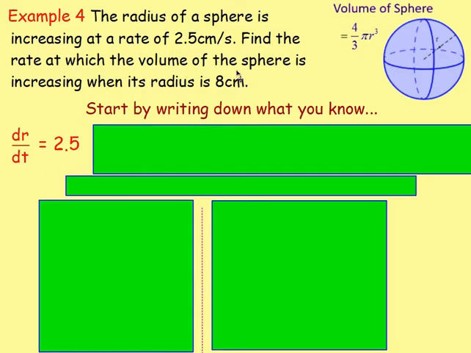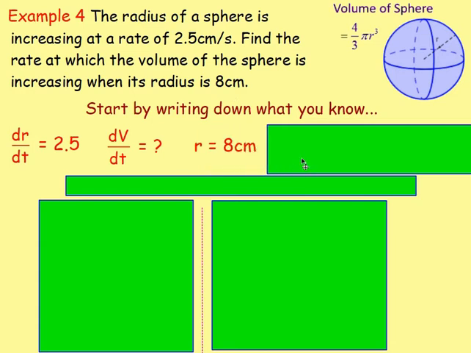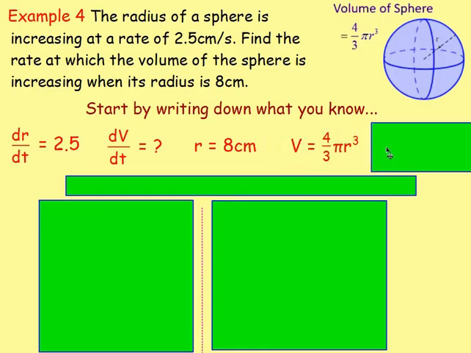Find the rate at which the volume is increasing. So it's looking for the rate of change of the volume, again with respect to time. So dv by dt is what we want. And we're also told the radius is 8 centimetres, so the r would be 8 centimetres. Again, it's talking about this sphere. Well, we know the volume of a sphere is 4/3 pi r cubed, so we can say that v equals 4/3 pi r cubed. Again, is there anything else you could work out?